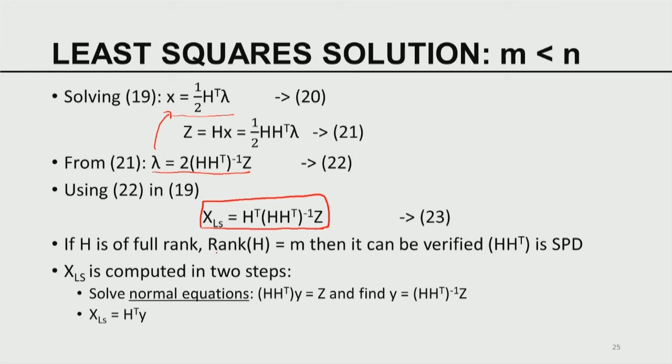When H is of full rank, that is, the rank of H is m, it can be verified that H H transpose is symmetric positive definite, so its inverse exists. Therefore, x_LS, the least squares solution, can be computed in two steps. First solve H H transpose y equal to z and find the solution y equal to (H H transpose) inverse z, and then compute x_LS equal to H transpose y. This implies equation 23. Therefore, the computation of the least squares solution is done in two steps, one by solving a linear symmetric system, and another by substituting the solution to get the least squares solution. So, by invoking the Lagrange multiplier technique for the equality constraint problem, we have obtained the solution for the underdetermined case.